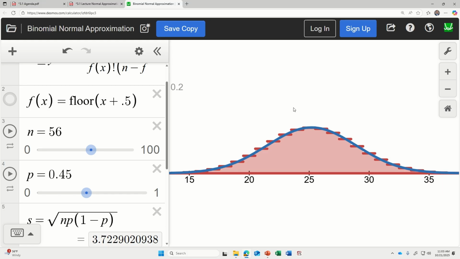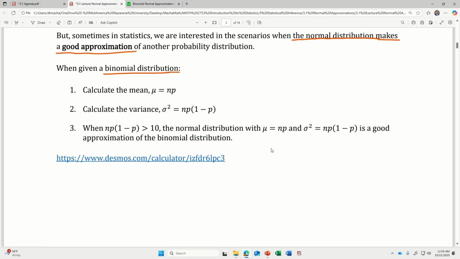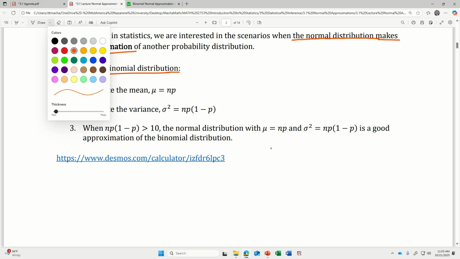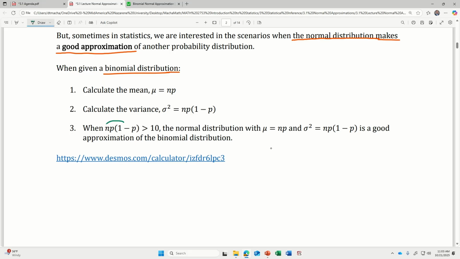And so this is the situation we're talking about today. We are interested in those times when the normal distribution makes a good approximation of the binomial distribution. The way we determine this is we calculate the variance, which is n times p times 1 minus p, and if that's greater than 10, we say yeah, it's close enough. The normal distribution looks like the binomial. But if the variance, n times p times 1 minus p, is less than 10, then we say no, it's not really good enough. We can't use the normal. We're going to have to stick to our binomial formulas.